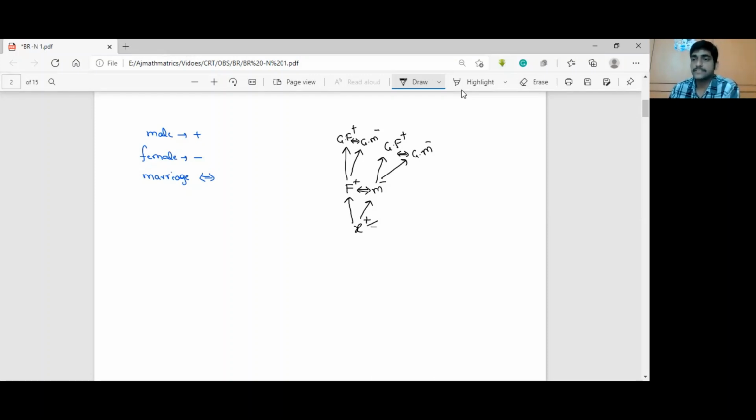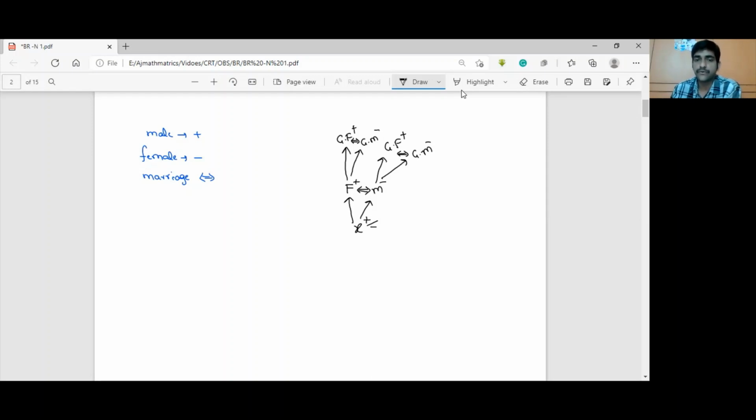So in the grandfather generation, all the males we can call grandfathers, and all the females we can call grandmothers. And we can be more specific: father's father is paternal grandfather, father's mother is paternal grandmother, mother's father is maternal grandfather, and mother's mother is maternal grandmother. This is how we can represent.